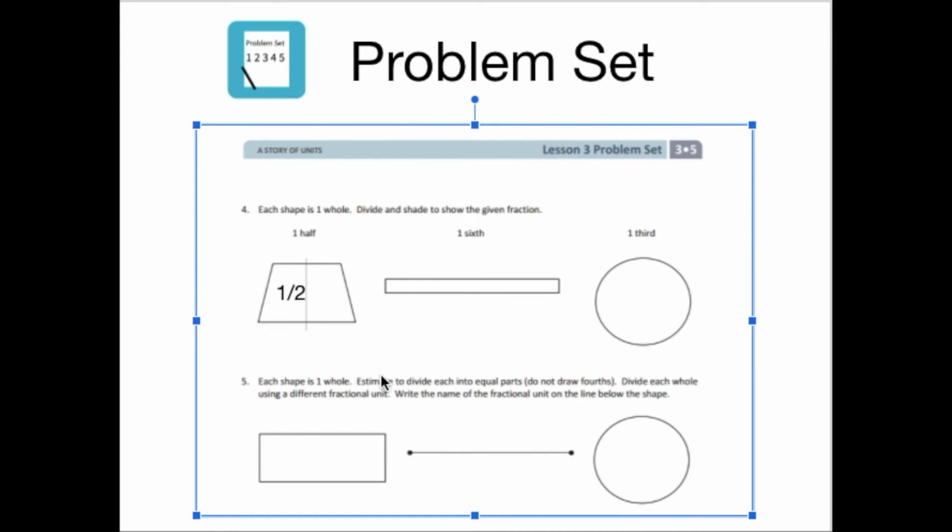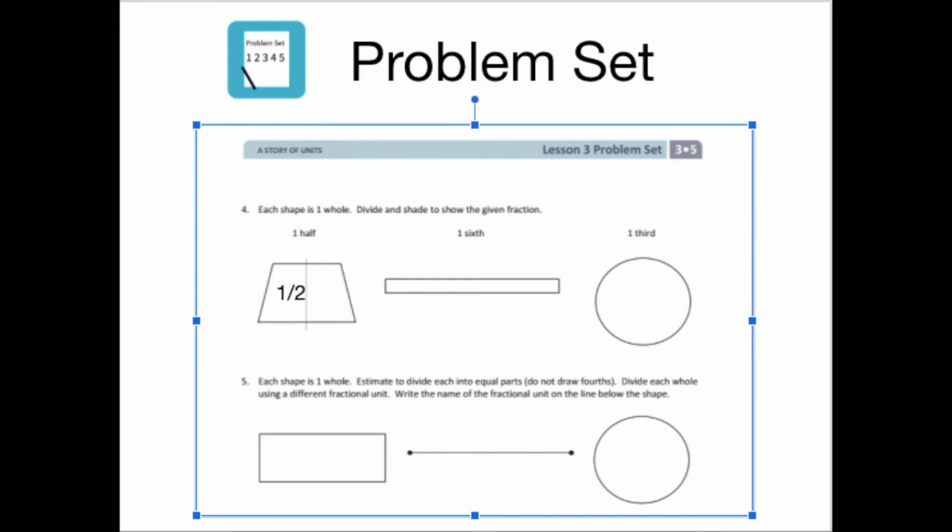Number 5, each shape is one whole. This is one whole, this is one whole, this is one whole. Estimate to divide each of these shapes into equal parts. You cannot draw fourths. Divide each using a different fractional unit. Write the name of the fractional unit on the line below the shape. So what it's asking you to do is pick your own fractional unit, it just can't be a fourth, and divide the shapes into that.